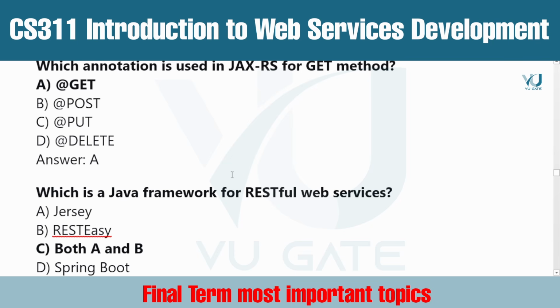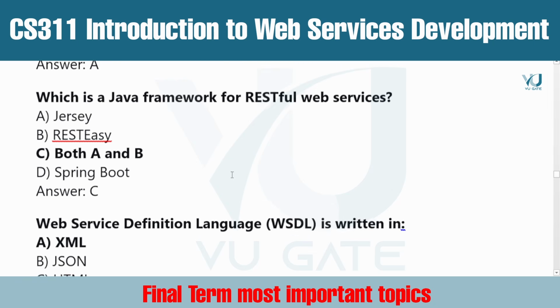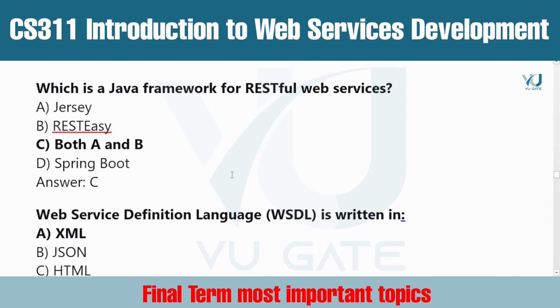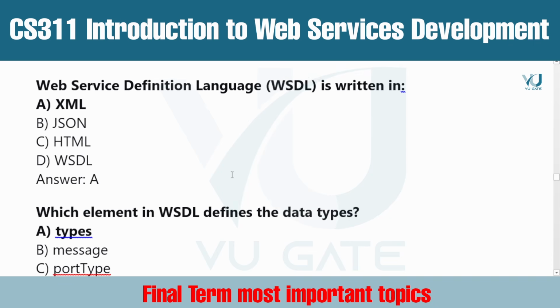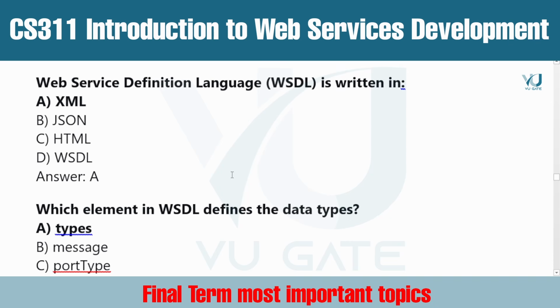Question 38, which annotation is used in JAXRS for GET method? The correct answer is option A, @GET. Question 39, which is a Java framework for RESTful web services? The correct answer is option C, both A and B. Question 40, Web Services Description Language is written in? The correct answer is option A, XML.